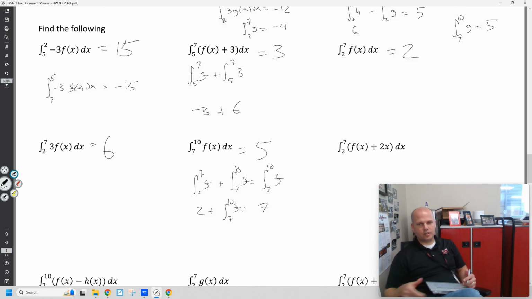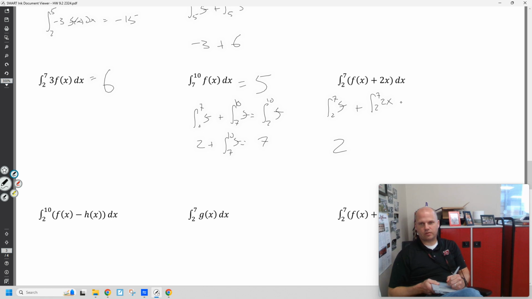All right, I'm going to go ahead and split this up. 2 to 7 of f I found earlier is 2. And then I got 2 to 7 of 2x. You can either use geometry or just take the antiderivative. I get x squared from 2 to 7. I get 49 minus 4, which is 45. So my answer is 47.